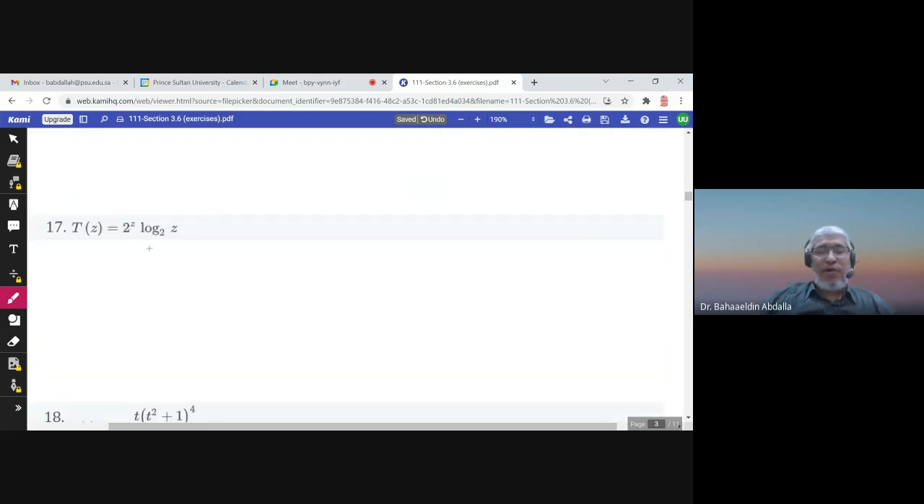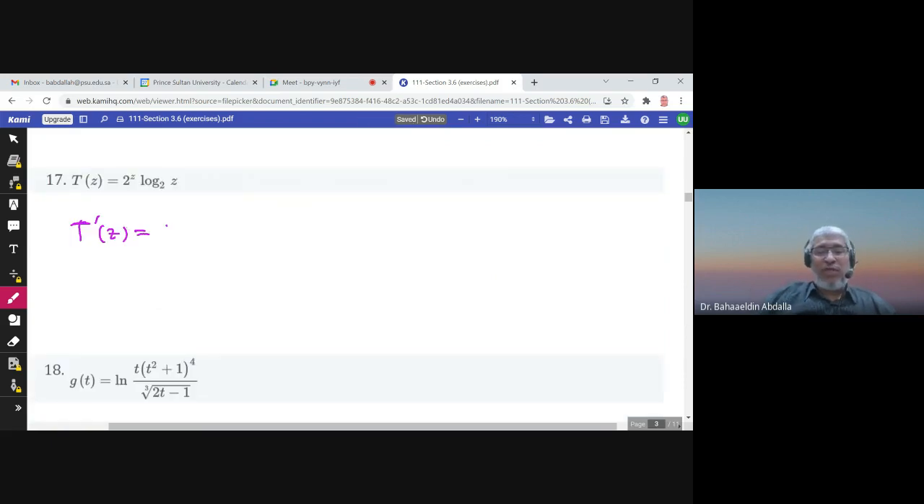Here I have a product. So t prime of z would be equal to the derivative of 2 to the power z, which is 2 to the power z times ln 2, times the second function, which is log z to the base 2, plus the first function times the derivative of the second. Derivative of log z is 1 over z times ln 2. So that's the answer.